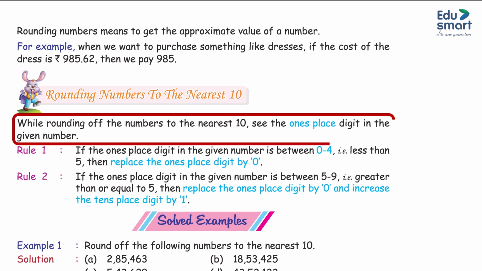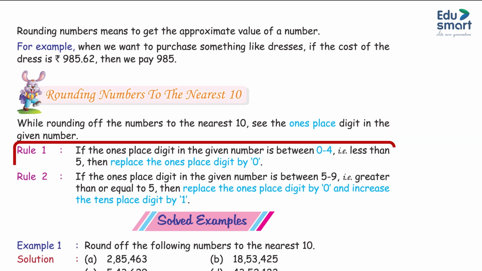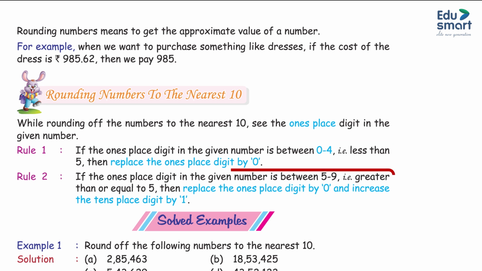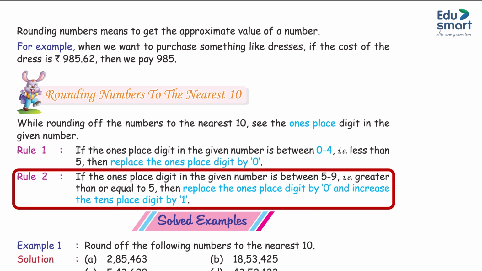While rounding off the numbers to the nearest 10, see the ones place digit in the given number. Rule 1. If the ones place digit in the given number is between 0 to 4, less than 5, then replace the ones place digit by 0. Rule 2. If the ones place digit is between 5 to 9, greater than or equal to 5, then replace the ones place digit by 0 and increase the tens place digit by 1.